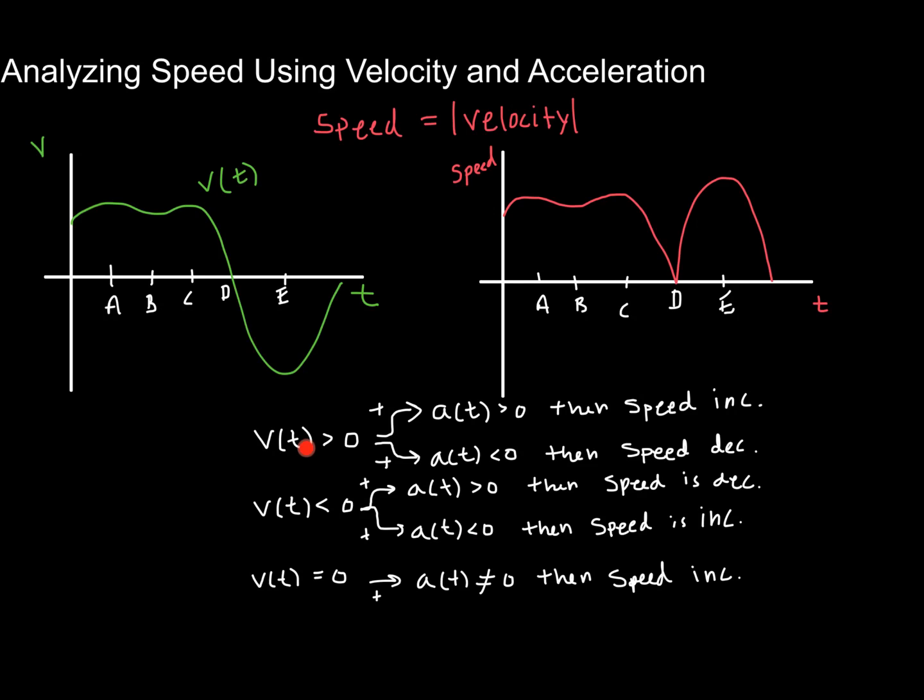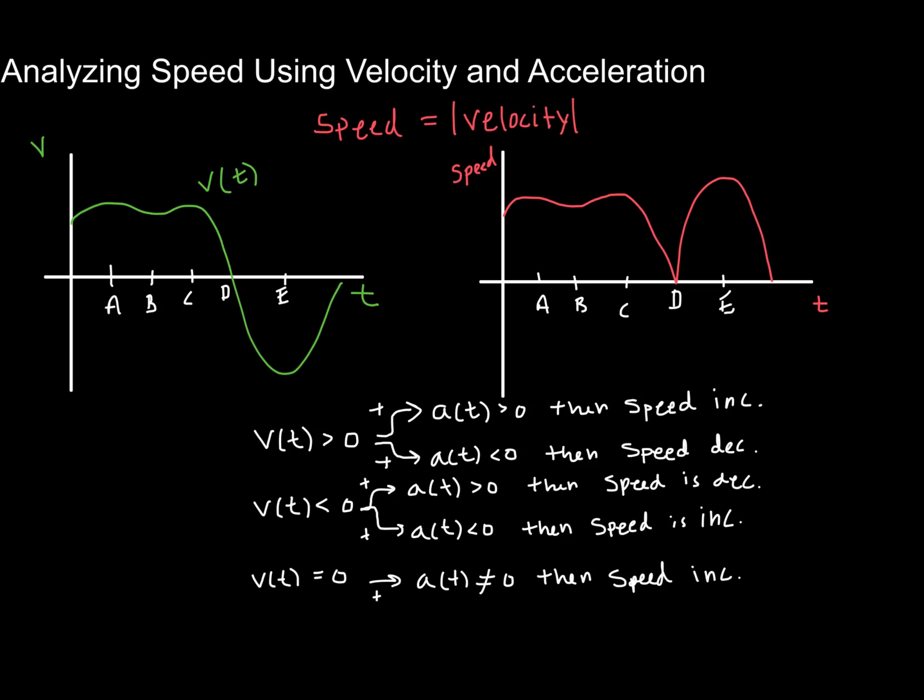Similarly, if your velocity is greater than 0 and your acceleration is less than 0, then your speed is decreasing. And if your velocity was less than 0, but your acceleration was greater than 0, then your speed is also decreasing. In other words, if your velocity and your acceleration have different signs, then the speed has to be decreasing. So that's sort of the quick and easy way to remember, right? If the velocity and acceleration agree in their sign, then your speed is increasing. And if velocity and acceleration have different signs, then the speed is decreasing.